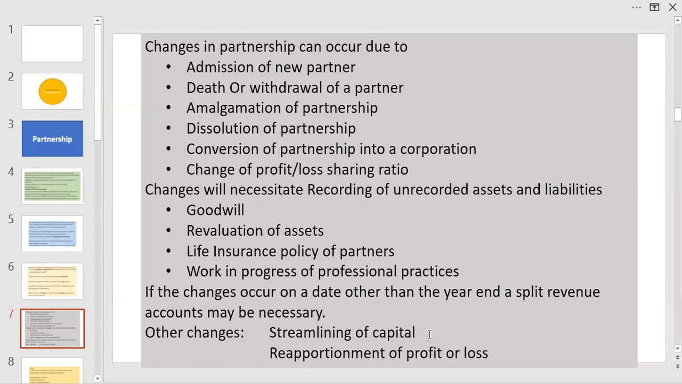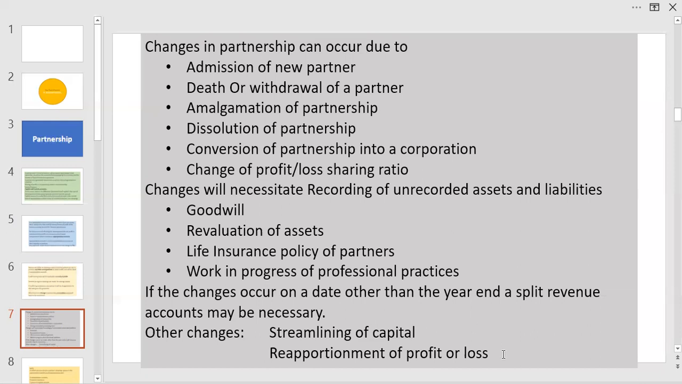The next topic is streamlining of capital. If the present amount held by each partner as capital is not desired, a new amount may be agreed upon, where there may be a new introduction of capital or taking away a part of it may become necessary.